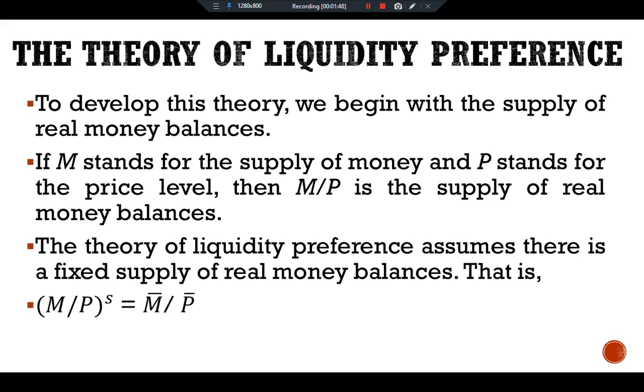Here the supply of money M is an exogenous variable chosen by the central bank, such as the Federal Reserve in the case of the US and the State Bank of Pakistan in the case of Pakistan. The price level is also an exogenous variable in the model. These assumptions imply that the supply of real money balances is fixed and in particular does not depend on the interest rate. Thus, when we plot the supply of real money balances against the interest rate, we obtain a vertical supply curve. So let's see a graphical presentation of that.